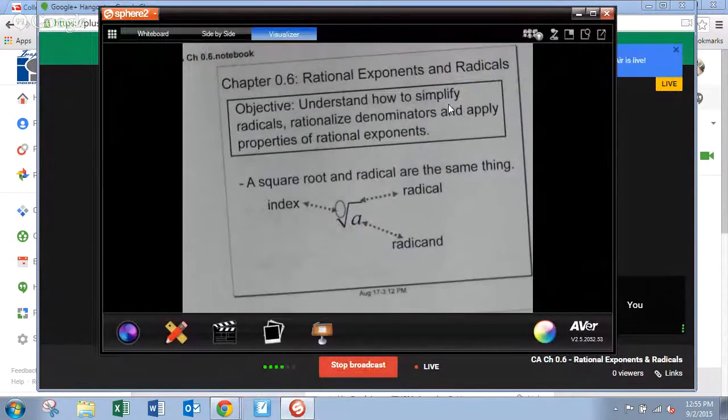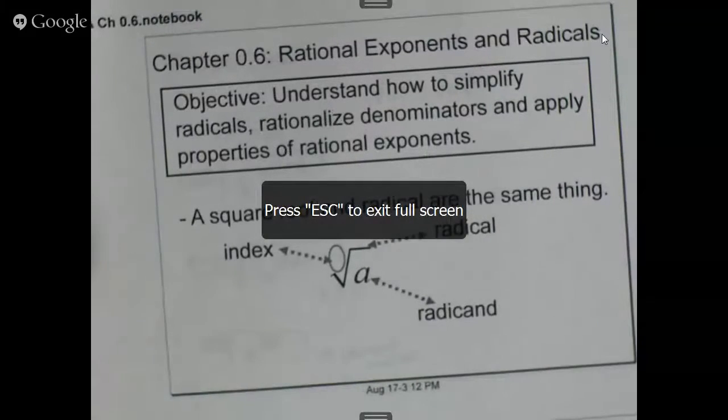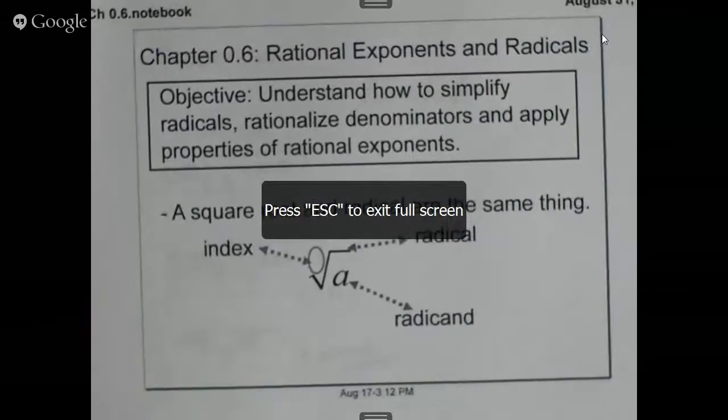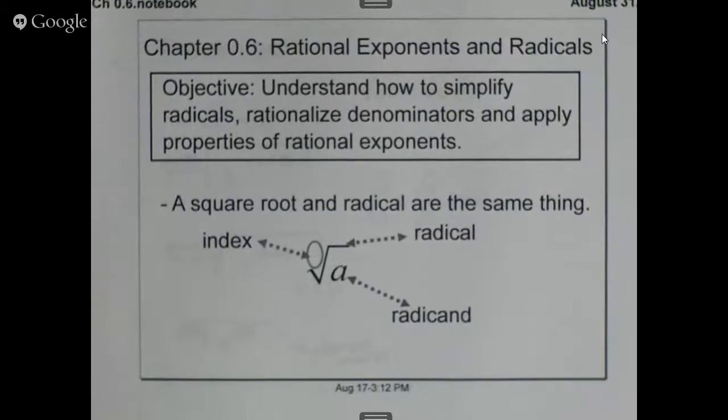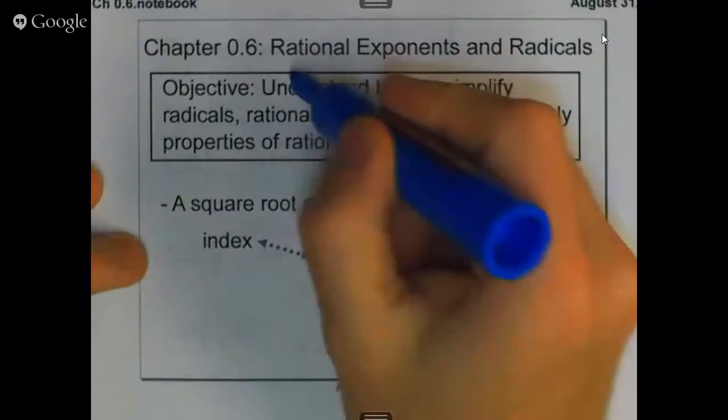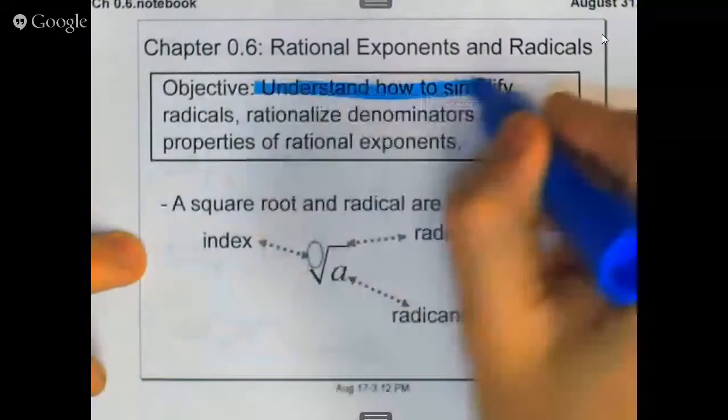Okay, today we're going to talk about 0.6, which is rational exponents and radicals. Our objective is to understand how to simplify radicals, rationalize denominators, and apply properties of rational exponents.